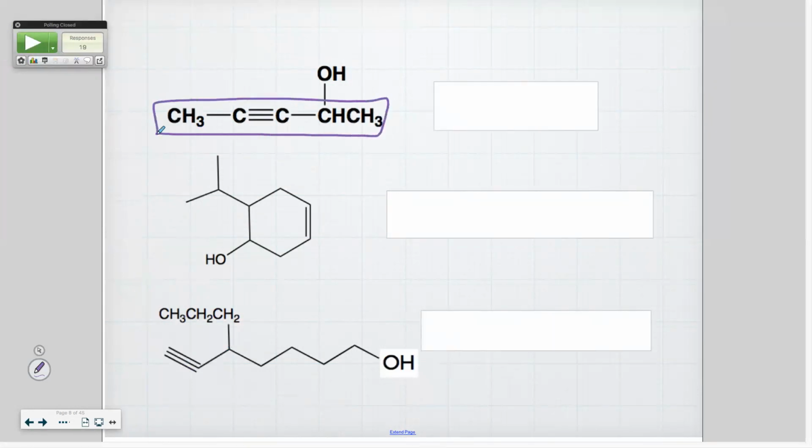Okay, how do you want to number? Right to left or left to right? Right to left, because the alcohol is going to be number 2. All right, so what are you getting for the name? Is that what you said? Okay. That's what I said.